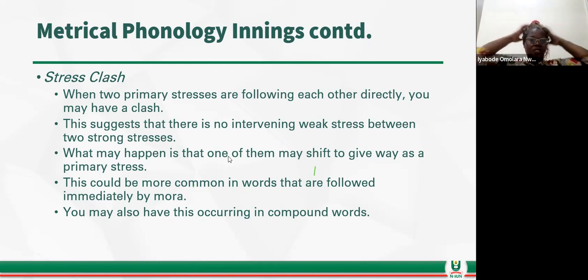So let's talk about stress clash now. When you talk about stress clash, we are talking about the fact that when you have two strong, two primary stresses that follow each other directly, you may have a clash. Like I showed you from the example above, from bread and butter, you have strong, weak, strong, weak. But here you may have a situation where two stress levels follow each other. And many times that happens in compound words. Now, what is the solution?